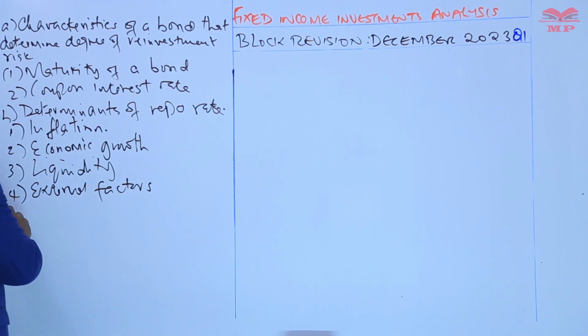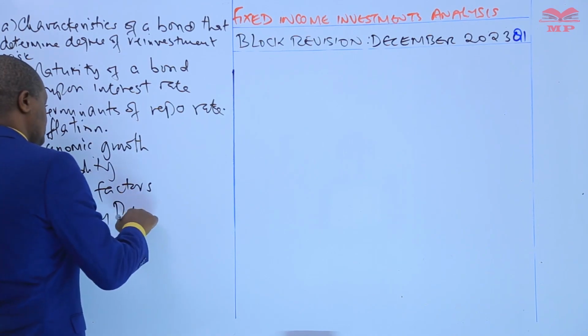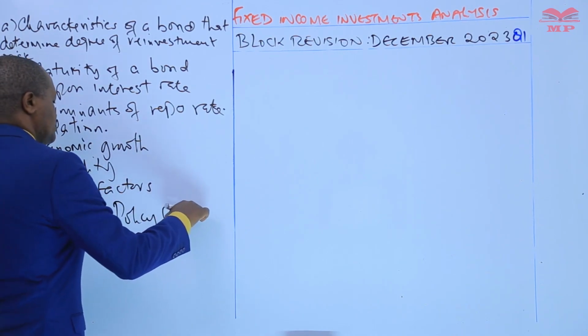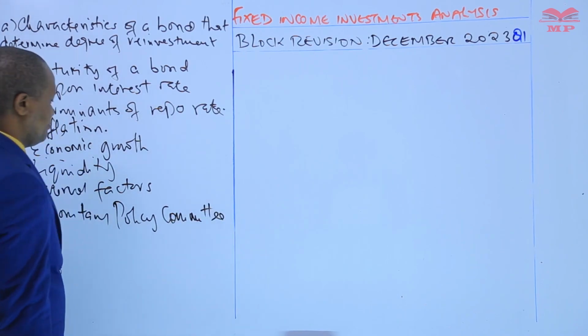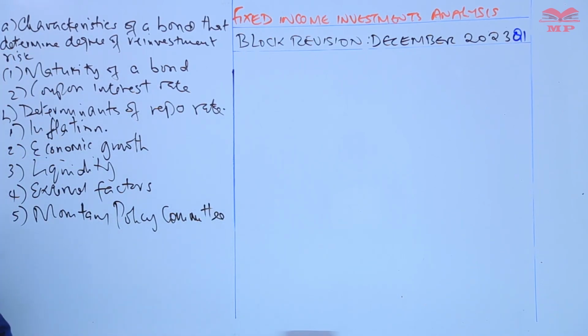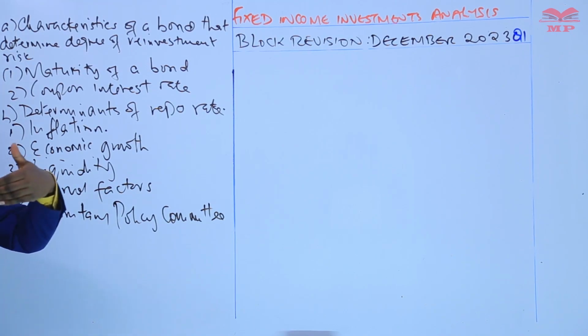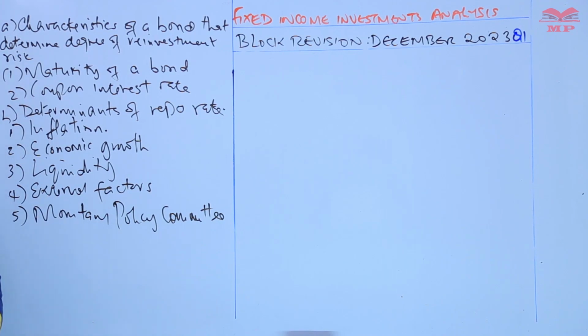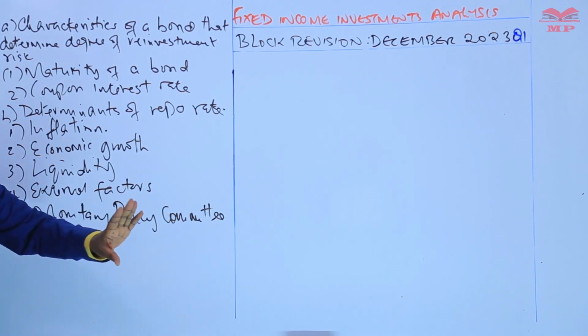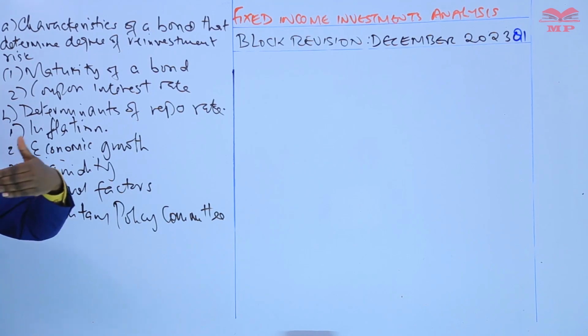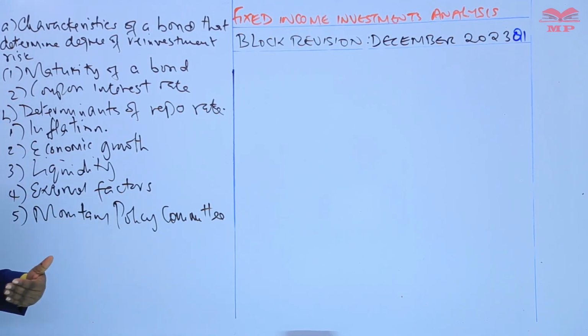Most countries also have what we call the Monetary Policy Committee. The Monetary Policy Committee can also determine the repo rate. In many countries, including Kenya, candidates, the decision to set the repo rate is made by a committee of experts who weigh various factors and arrive at a decision they believe is best for the economy.